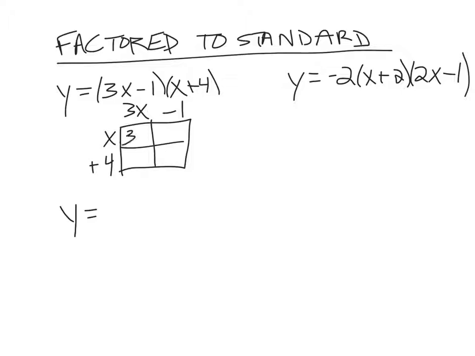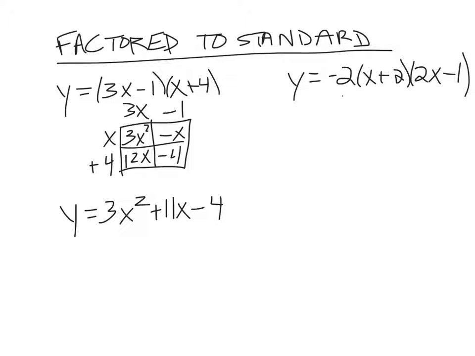So I get 3x squared, negative x, 12x, and negative 4. When I combine like terms, I get 3x squared plus 11x minus 4. What's different with the next problem? I notice that there's a negative 2.